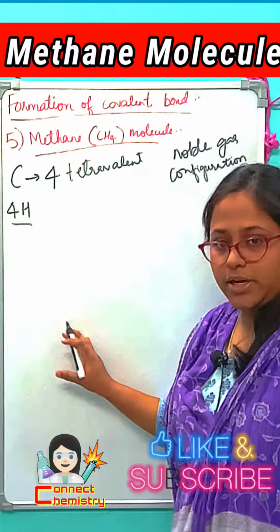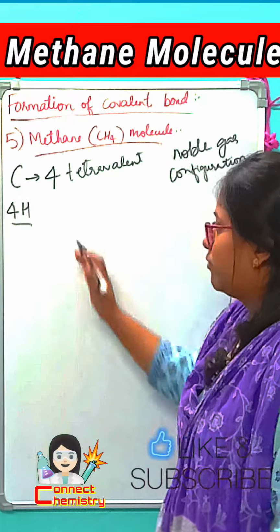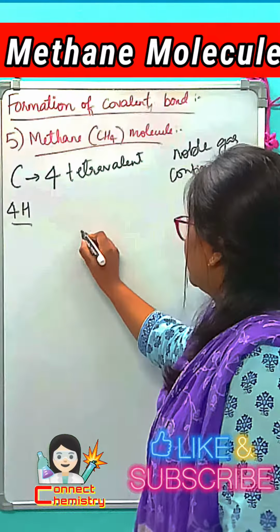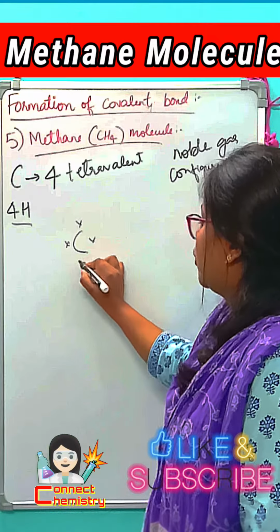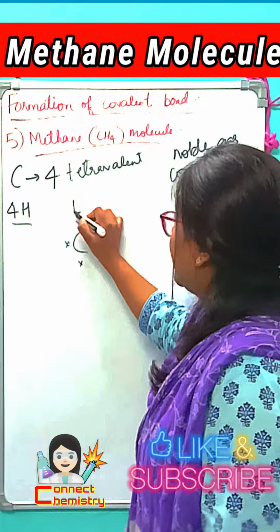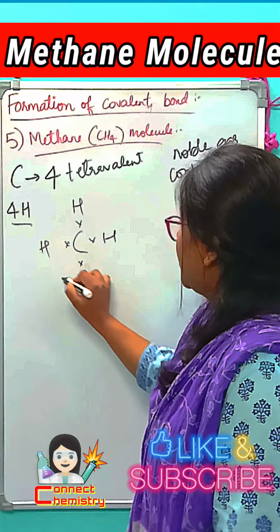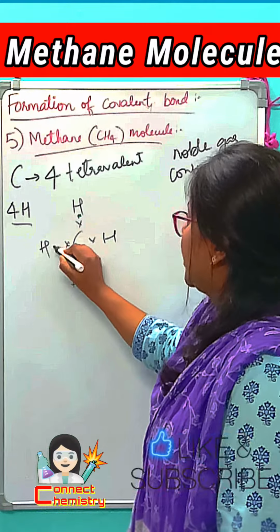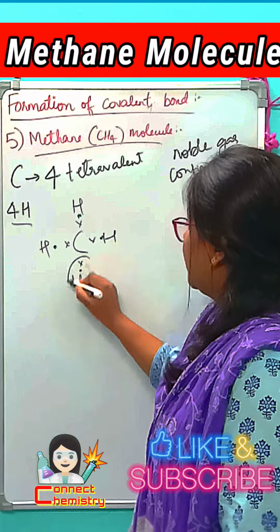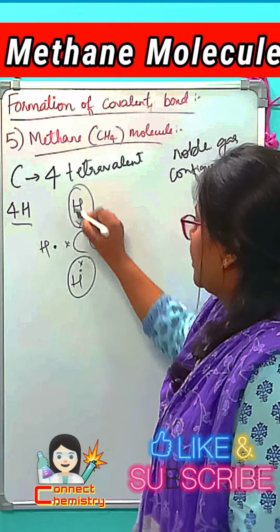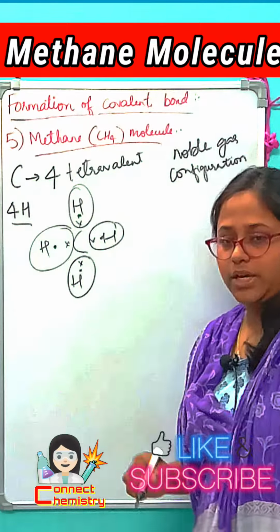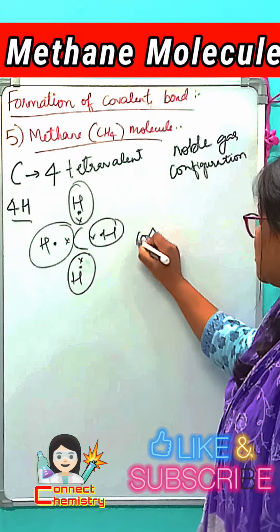Here is how I will be demonstrating the formation of covalent bond between carbon and hydrogen. 4 electrons for a carbon and 4 different hydrogens, and these are the electrons from the hydrogen. Here there is the combining or joining of the electrons to form the covalent bond. So we can write like this also.